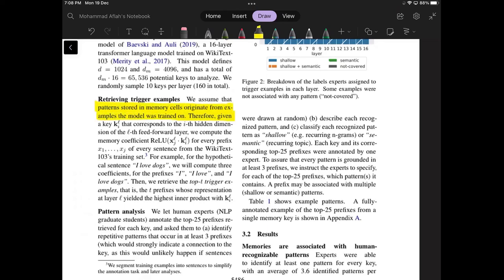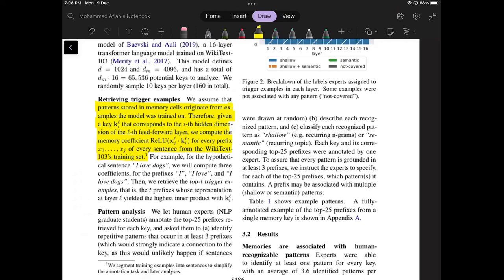Therefore, given a key k_i^l that corresponds to the ith hidden dimension of the lth feed-forward layer, we compute the memory coefficient for every prefix of every sentence from the Wikitext training set. For example, for the hypothetical sentence I love dogs, we'll compute three coefficients: for the prefixes I, I love, and I love dogs. Then we retrieve the top t trigger examples, that is the t prefixes whose representation at layer l yielded the highest inner product with k_i.